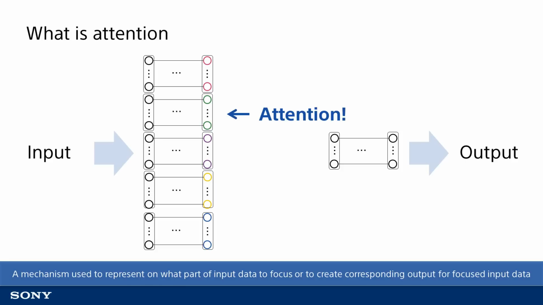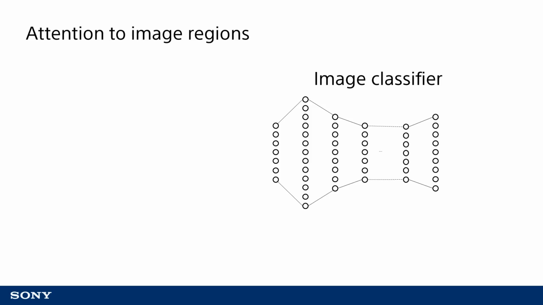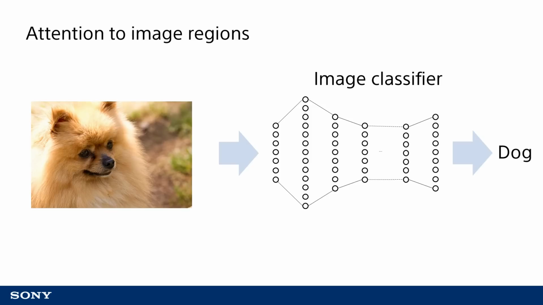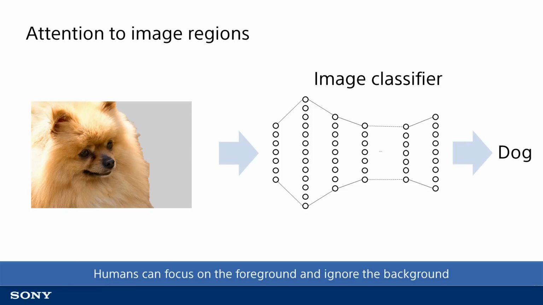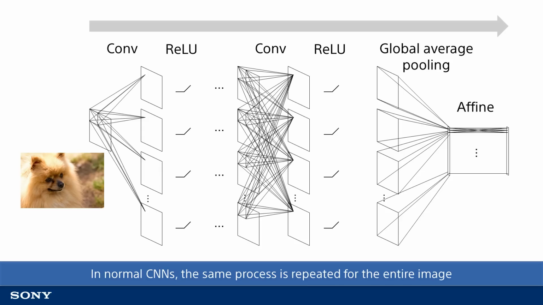In a few short words, attention in deep learning is a mechanism used to represent on what part of input data for some layer to focus, or a mechanism used to create corresponding output for this kind of focused input data. When classifying input images and the current input is an image of a dog, for example, humans will of course recognize that the image is of a dog regardless of what's in the background. We naturally determine the subject of an image by focusing on the main subject without looking at what's in the background. With convolutional neural networks, though, each convolution layer processes the entire image regardless of what is foreground and what is background.